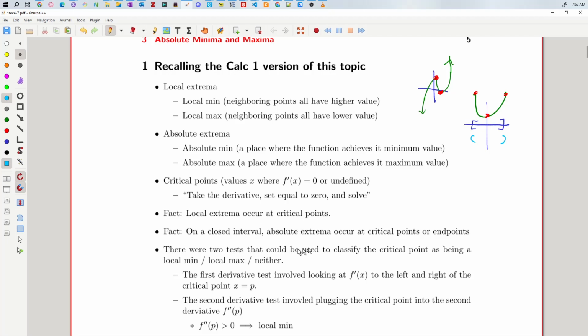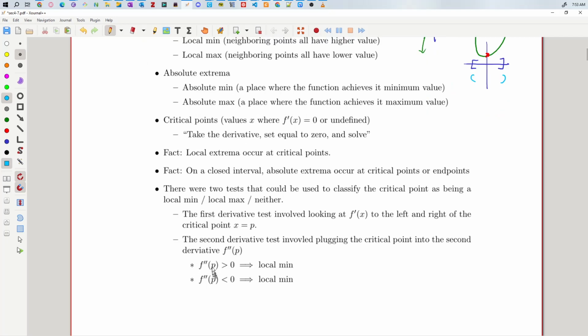Absolutely, extremely. You also have to test the endpoints. And then after you find these critical points, you have these tests that you can perform to determine what type of critical point it is. So you should remember the terms local min, local max, and sometimes your critical point is neither a min nor max, in which case you just say that.